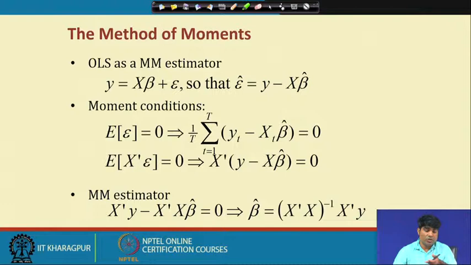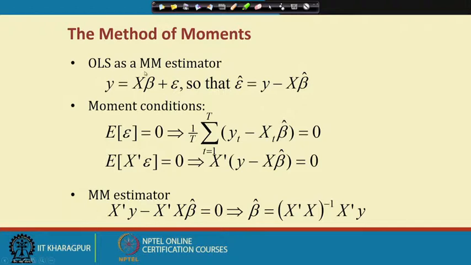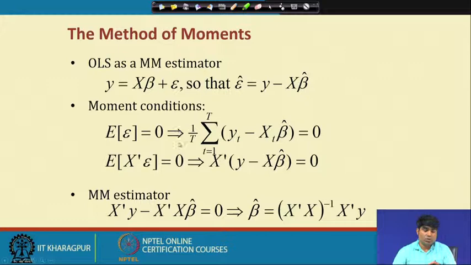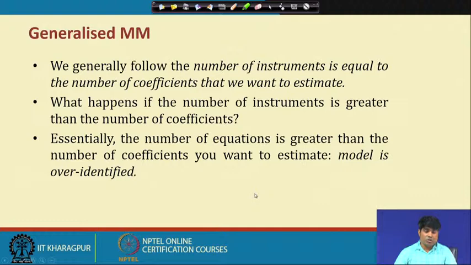Ultimately, if you go by GMM, there is the method of moments estimator: simple y equals x beta plus error term, from which we can obtain the error component. Then the moment condition follows like this, and the estimator will be beta hat equals (x transpose x) inverse times x transpose y. That is the same structure, but the adjustment will be slightly different. Now if you generalize the method, we generally follow the condition where the number of instruments equals the number of coefficients. But in some cases, the number of instruments is greater than the number of coefficients, which is against the simultaneous equation system.